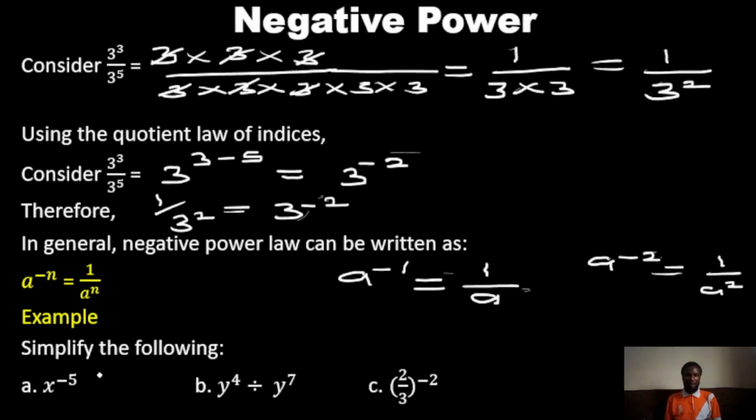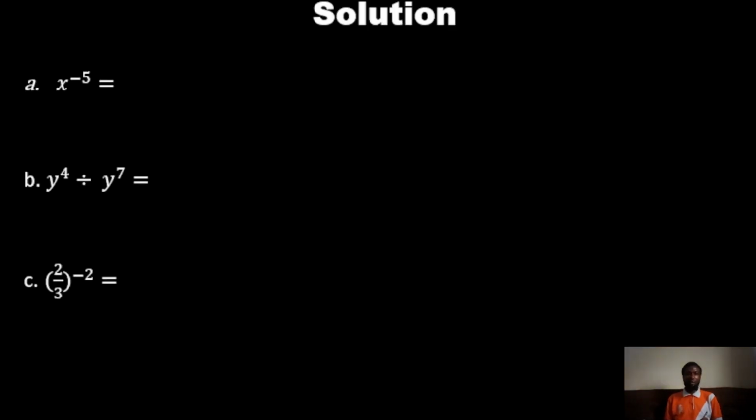So for example, simplify the following: x raised power of minus 5, y raised power of 4 divided by y raised power of 7, and 2 over 3 everything raised power of minus 2. Let's look at the solution to these examples.